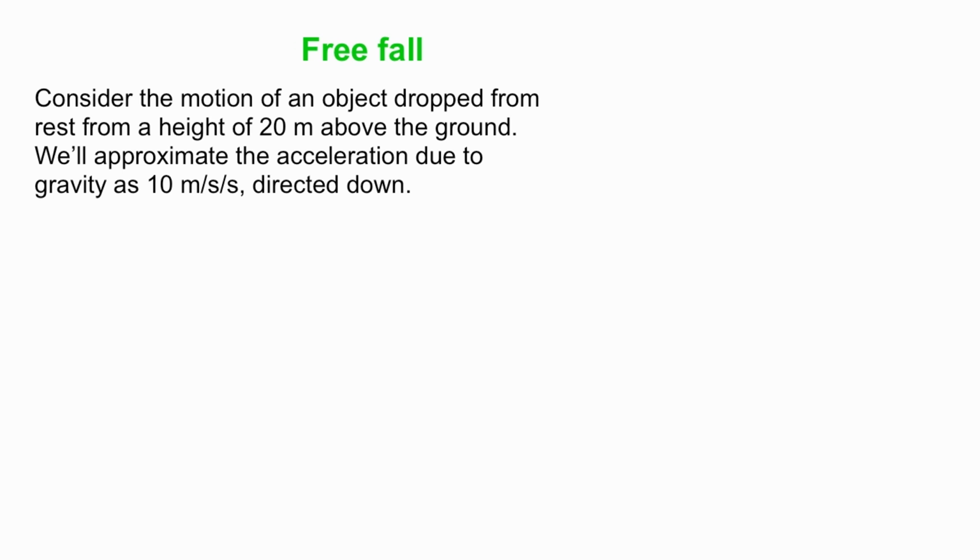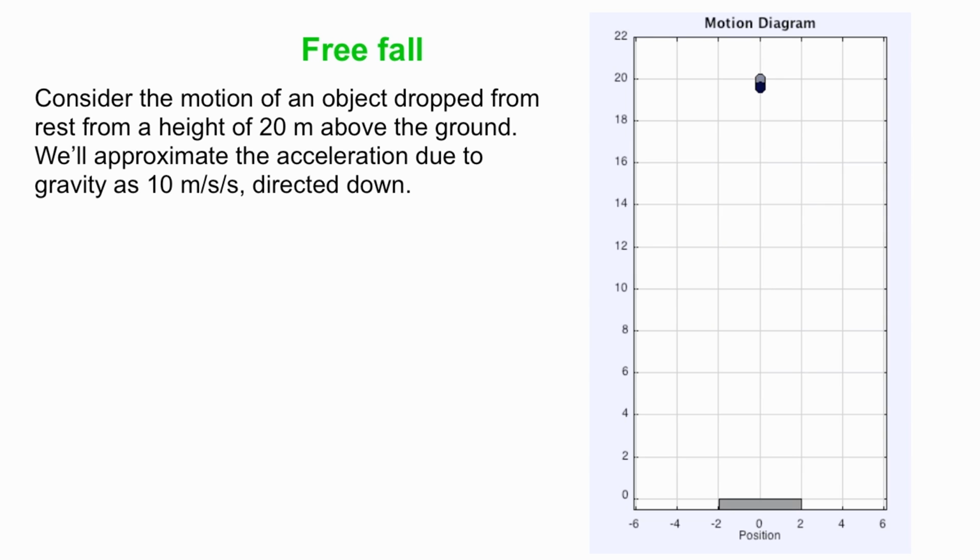Okay, so here we have an object we'll drop from rest from a height of 20 meters over the ground. We'll approximate the acceleration due to gravity as 10 meters per second squared, directed down. In other words, the velocity changes by 10 meters per second every second. Okay, so here's our falling object, and you can see the motion diagram. The dots get spread farther and farther apart as time goes by.